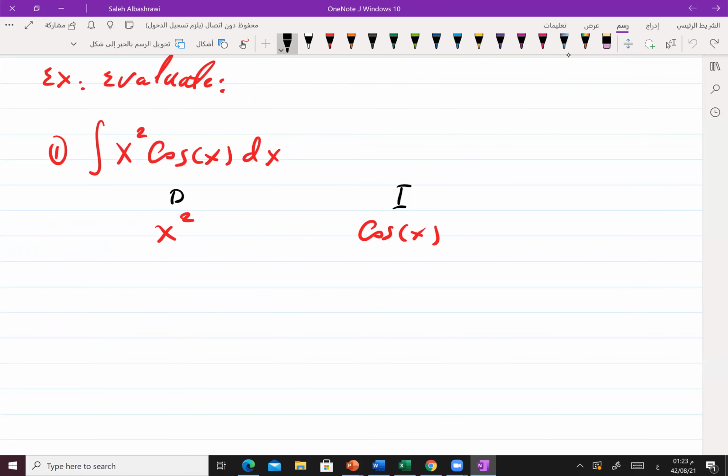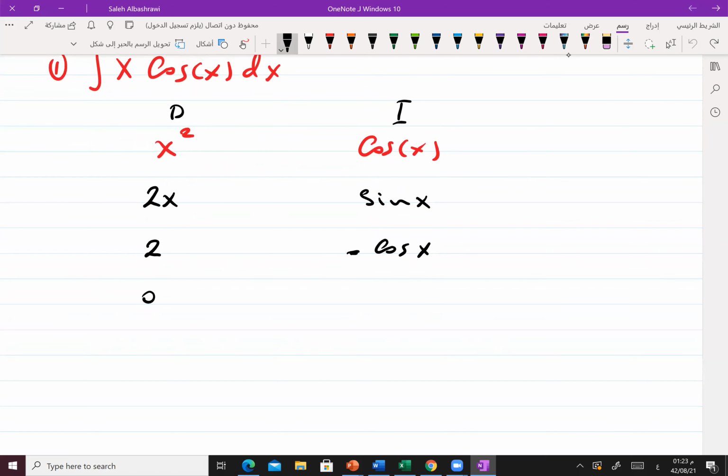So the derivative of the first one will give me 2x. Integration of cosine will be sine x. Differentiate again, 2. Integrate, sine x will give me minus cosine x. Differentiate one more time, I will get 0. And integrating minus cosine will give me minus sine x.